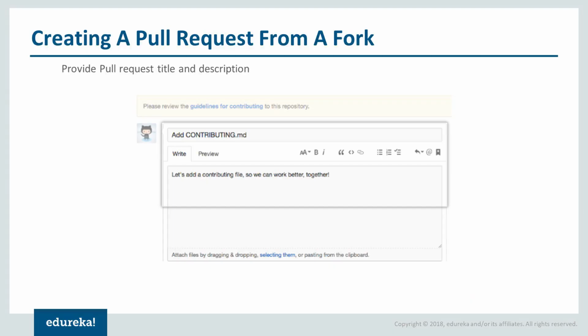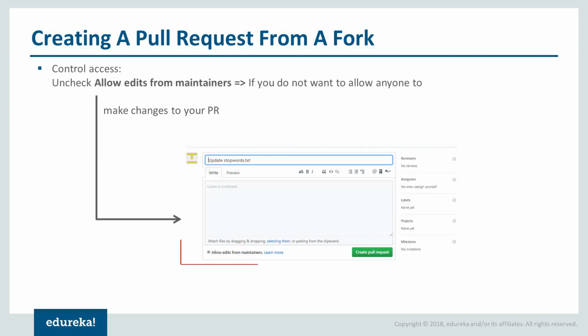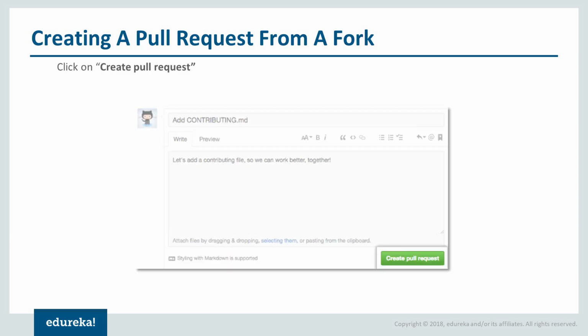We are providing a title and description, and then we can also control the access which appears at the bottom, which allows edits from maintainers. So someone else might change your pull request, make a small change here and there. We click on pull request and it will be available.